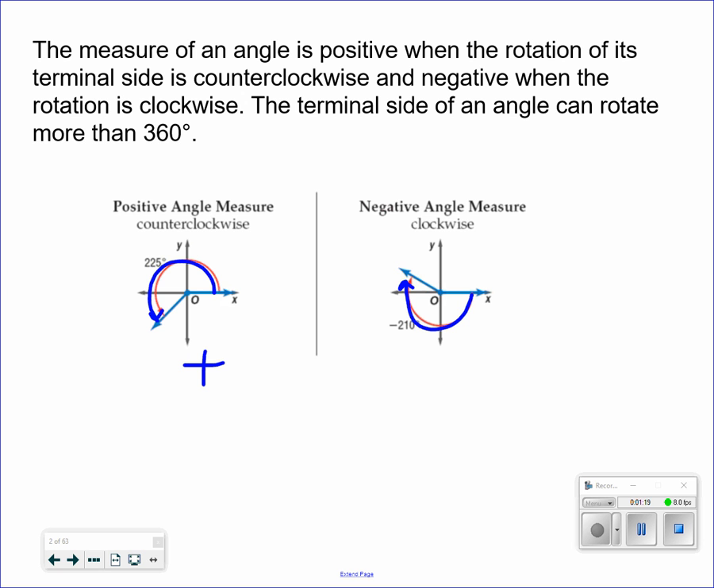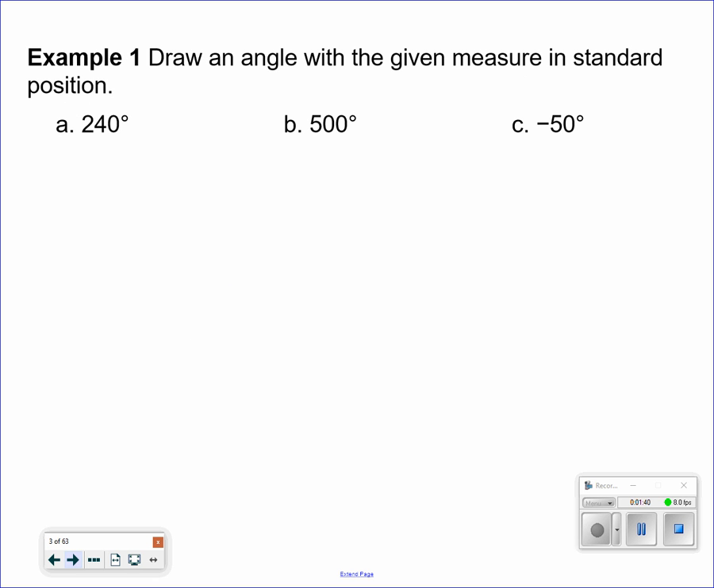So again, positive angle measures go counterclockwise, negative angle measures go clockwise. If you have something that's more than 360, you're just going to go all the way around the circle, and then continue to go. So the terminal side of the angle can rotate more than 360. That is possible.